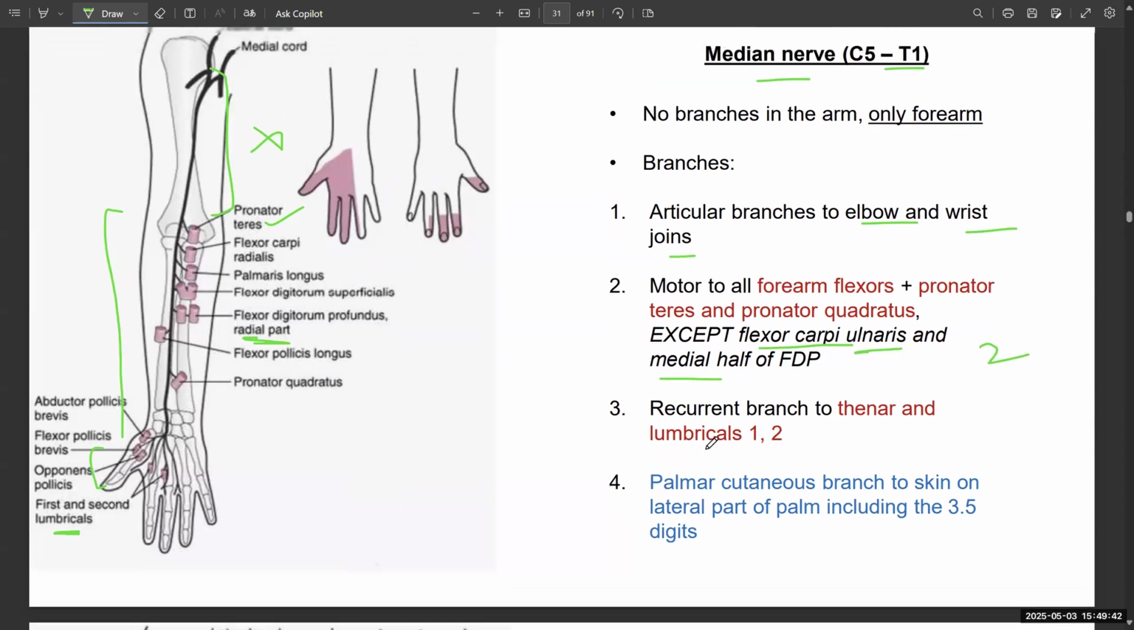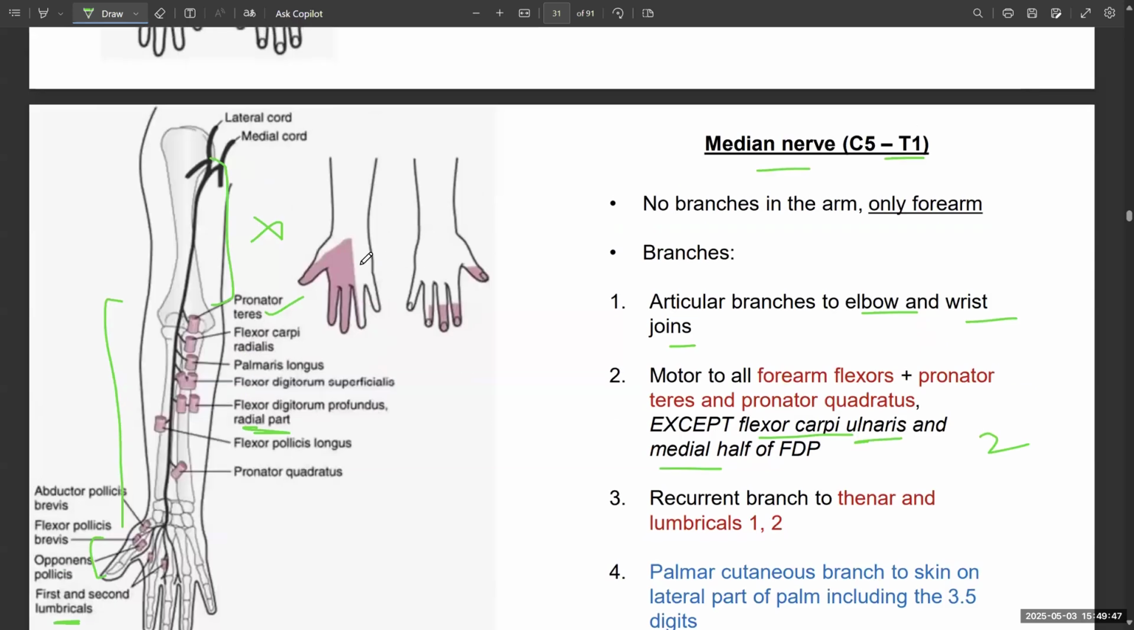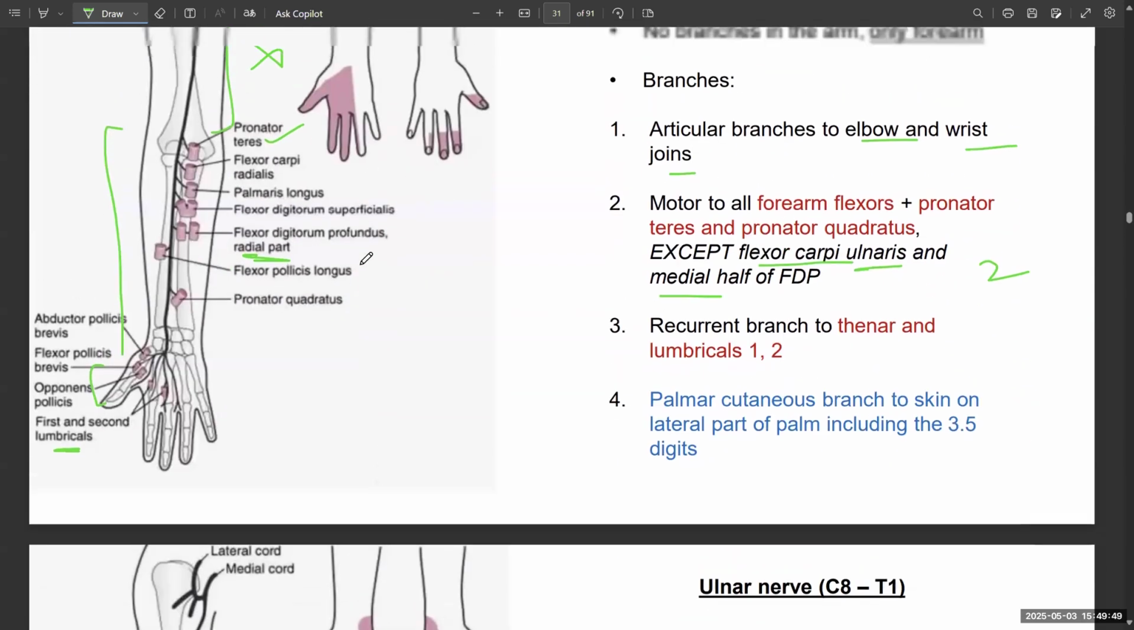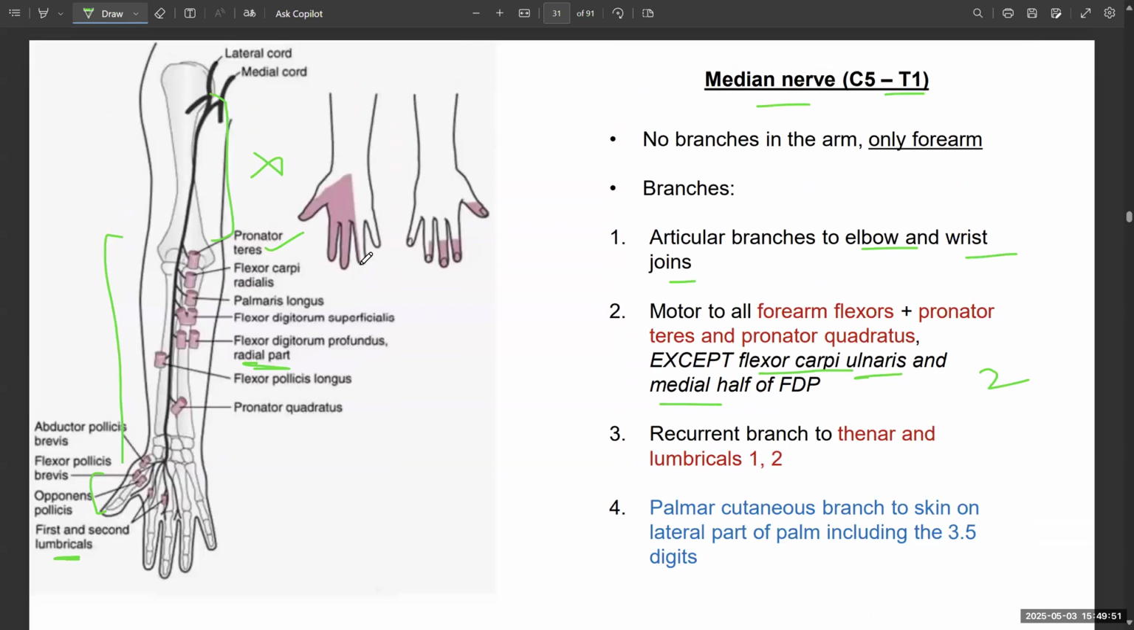And then you have the palmar cutaneous branch to skin on the lateral part of the palm, including the 3.5 digits. Okay, what that means is that if you take out your palm, the sensory supply of the palm, so your thumb, your index finger, and then your middle finger, are basically going to be supplied by the median nerve. Okay, so if you can see here, this is the palm. So you have the thumb, you have the index, you have the middle finger, and then this area is all supplied by the median nerve. Okay, and this little bit area, we'll come to that in a bit though. But remember this for now.